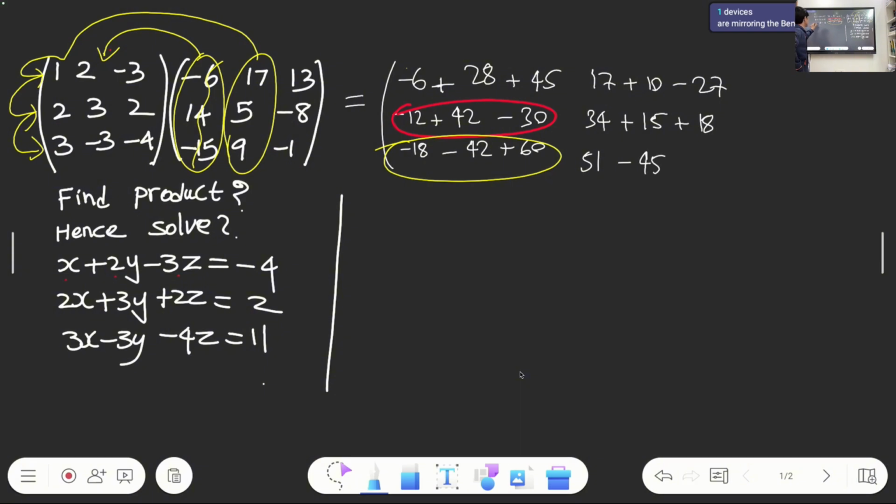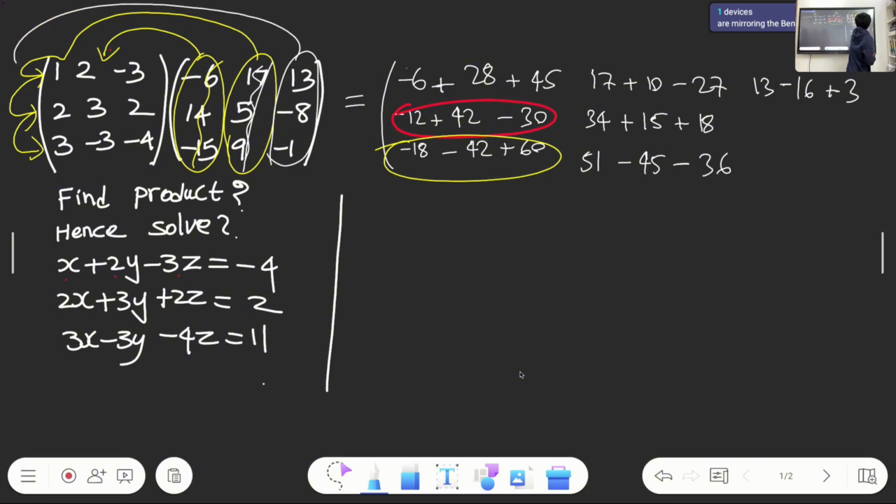Now 18 and 9 for 36. Then 13 into 1 minus 8 and 16, plus 3. Okay, next. This one is done. Now we are doing this one, and the first row is done.